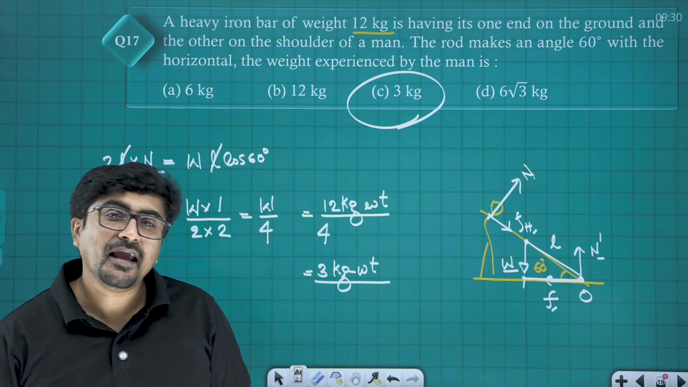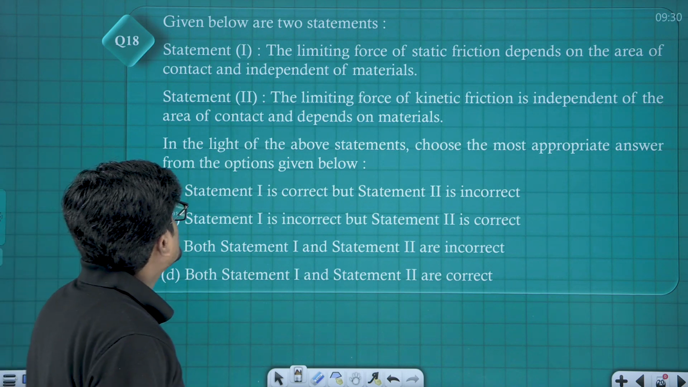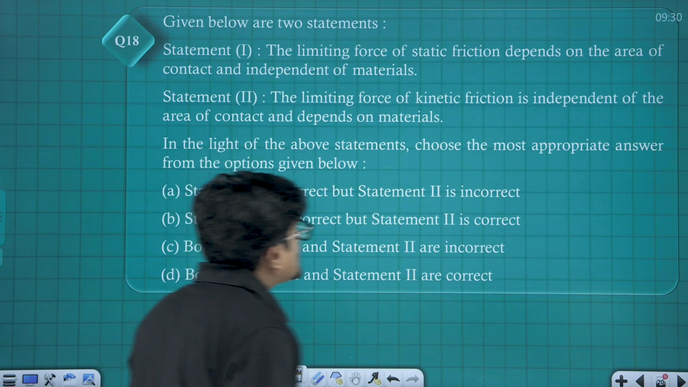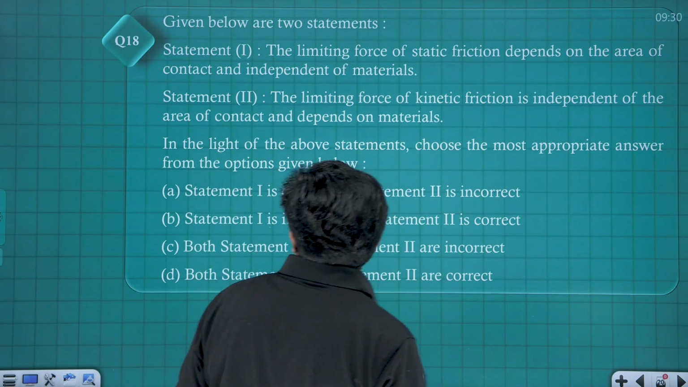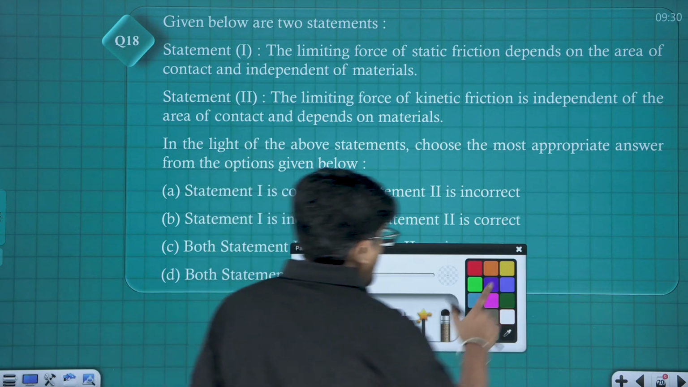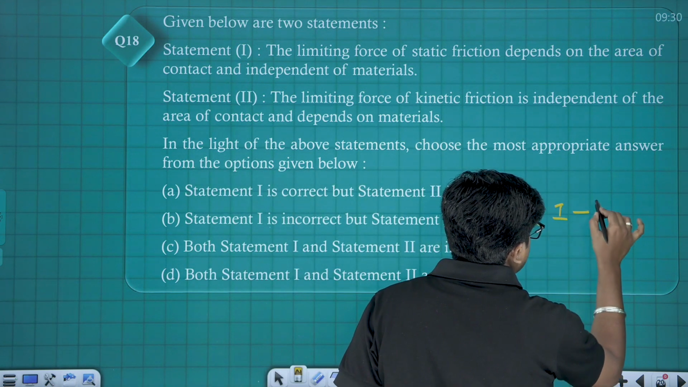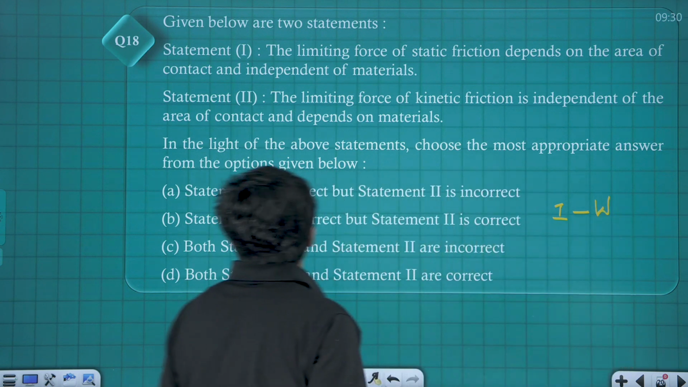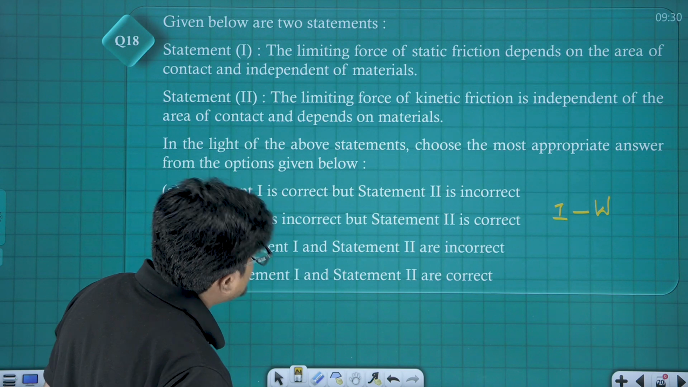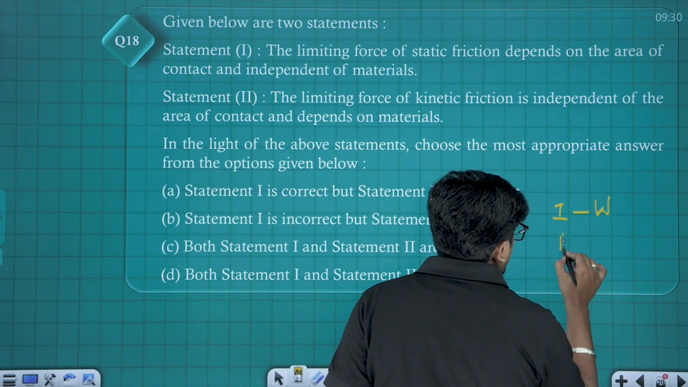Next is question number 18. Here comes question number 18. Given below are two statements. Statement number 1, the limiting force of static friction depends on area of contact and independent of material. Statement 1 is wrong for sure. Okay. So statement number 1 is wrong. Now statement number 2. The limiting force of kinetic friction is independent of the area of contact and dependent on the material. Statement 2 is correct.